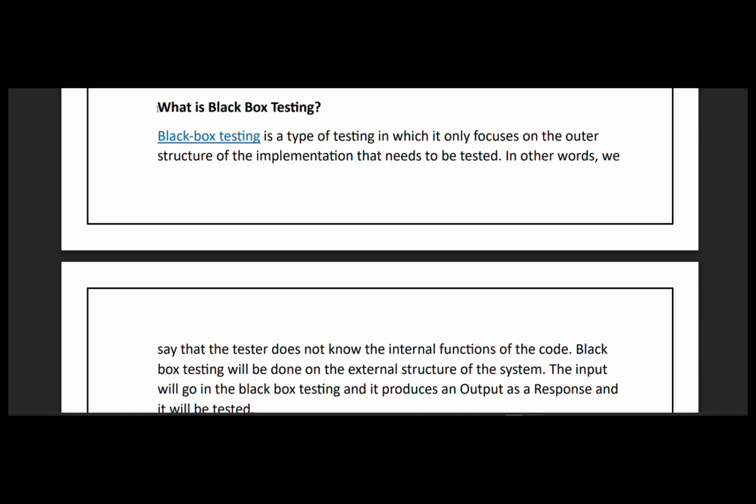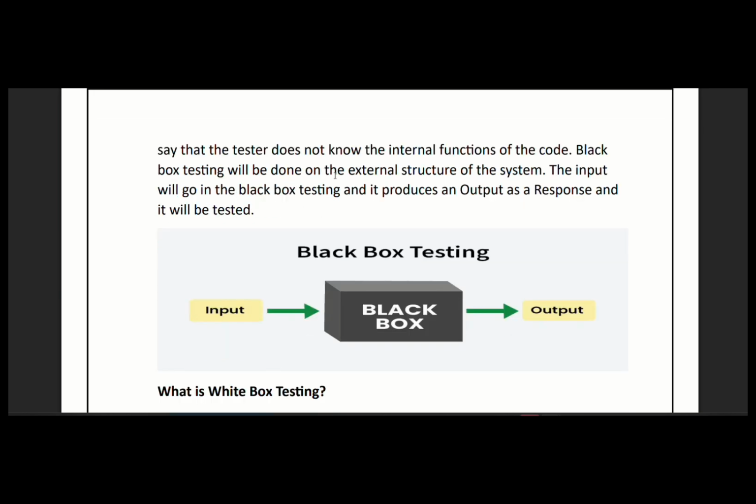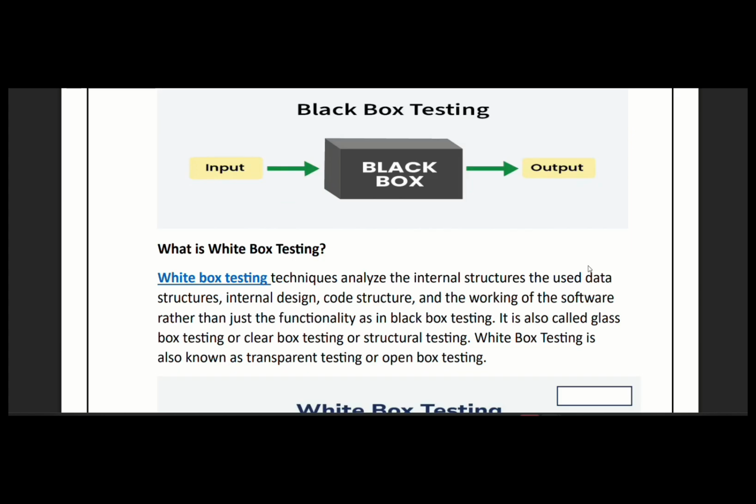So the next point is black box testing. Black box testing is a type of testing which only focuses on the outer structure of the implementation that needs to be tested. In other words, the tester does not require any knowledge of the internal functions of the code. Black box testing will be done on the external structure of the system. The input goes into the black box, and it produces an output as the response, which will be tested. First it will take the input, then the black box will perform the operation and give the output. We only need the output; we don't think of the internal code.